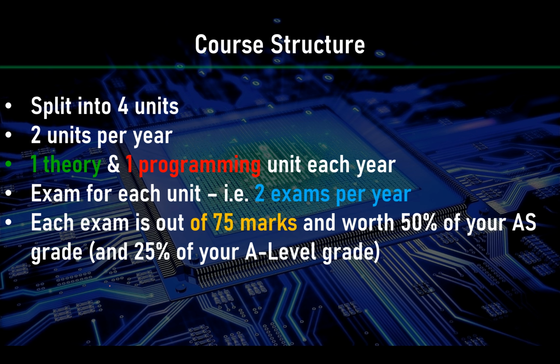Each exam is out of 75 marks, and each exam is weighted equally. So since there are 4 exams, each exam is worth 25% of your final A-level grade. If you're just talking about AS, then since AS is only 1 year, each of the exams in the first year is worth 50% of your AS. Over the full A-level, each exam is worth 25%.